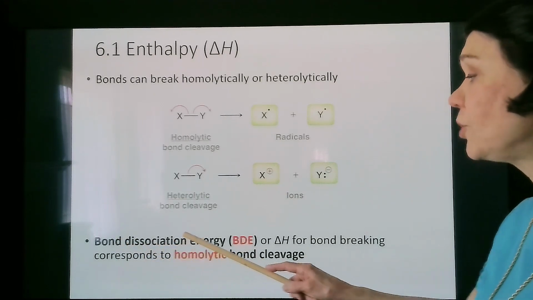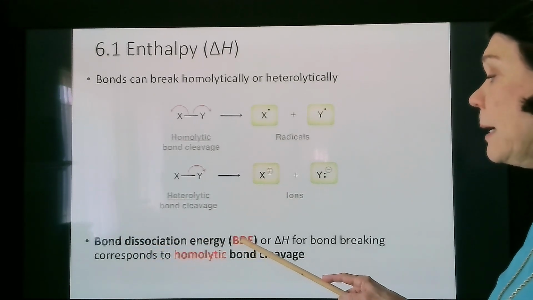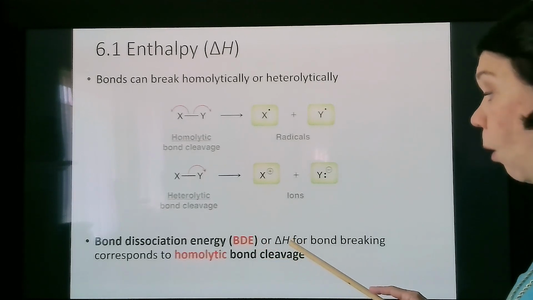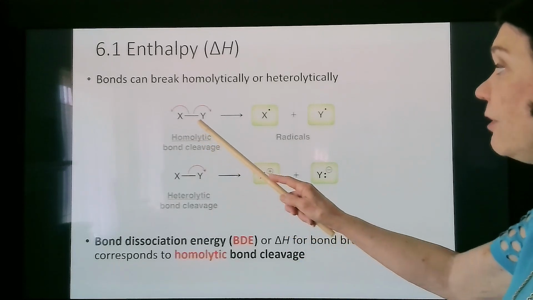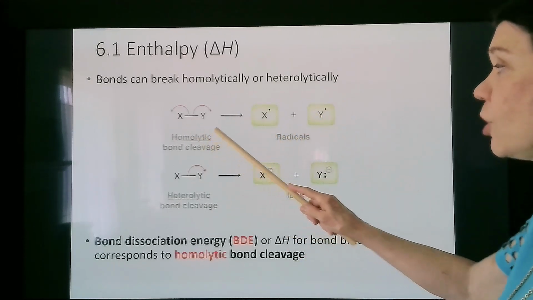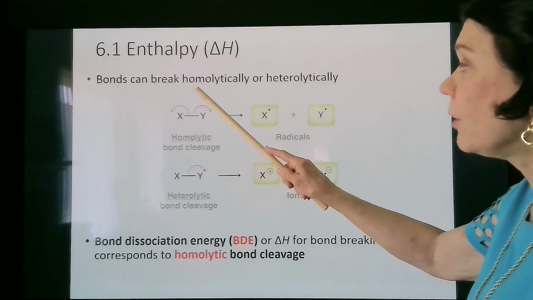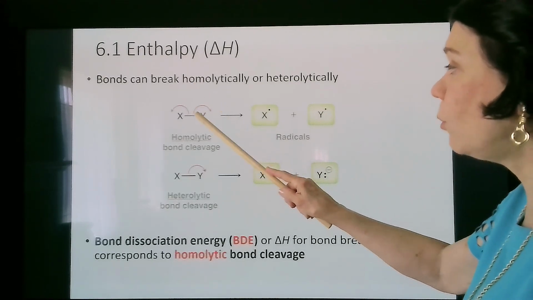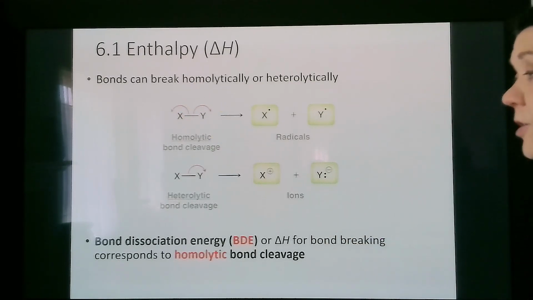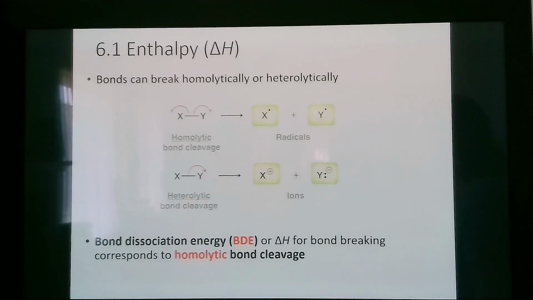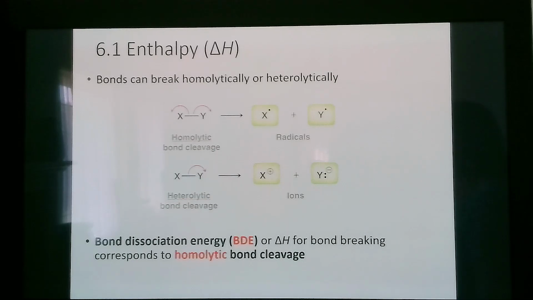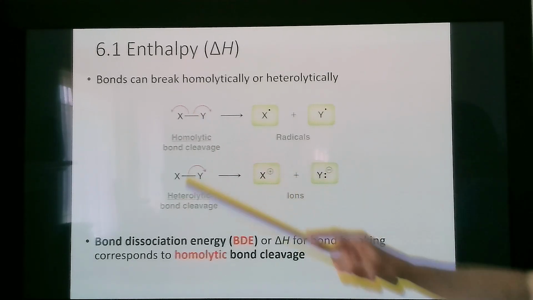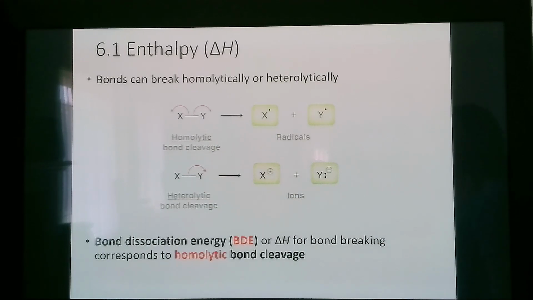The bond dissociation energy, sometimes abbreviated BDE or delta H for bond breaking, corresponds to this sort of bond cleavage, the homolytic bond cleavage, where the bond is broken, one electron goes with one piece, the other electron goes with the other piece. So when you see BDE, it's talking about this sort of bond cleavage. And the tables that you'll see in this chapter refer to homolytic bond cleavage.